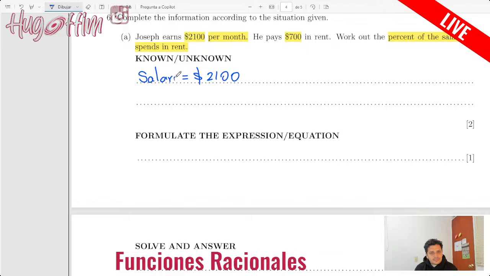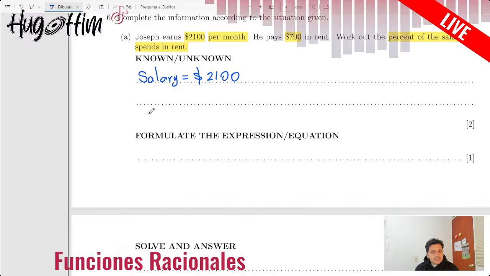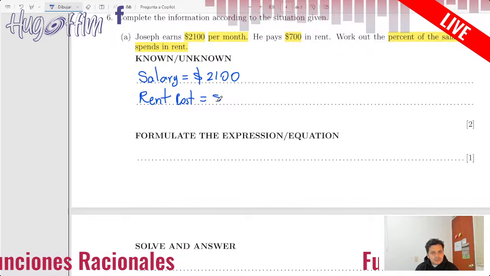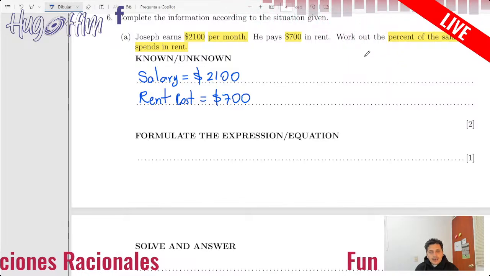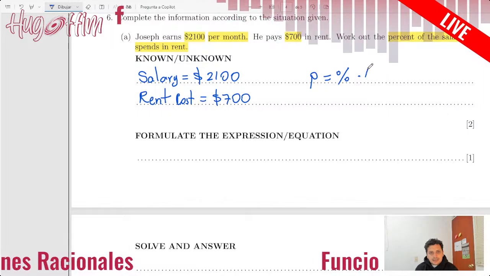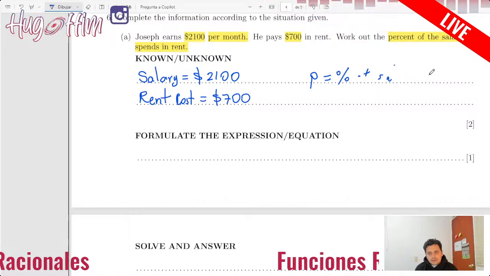Okay. And now I'm going to put $700. That is rent. Rent cost or price. So $700. And the question, I'm going to put it P, is percent of salary in rent.